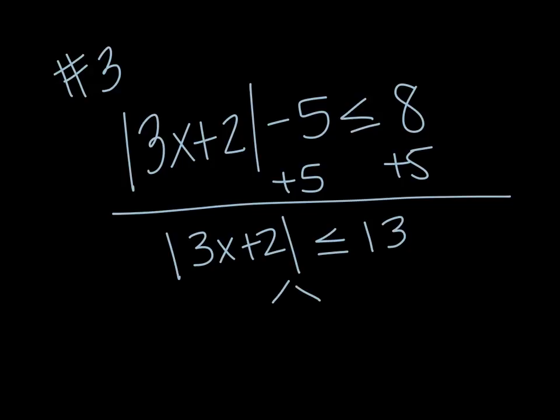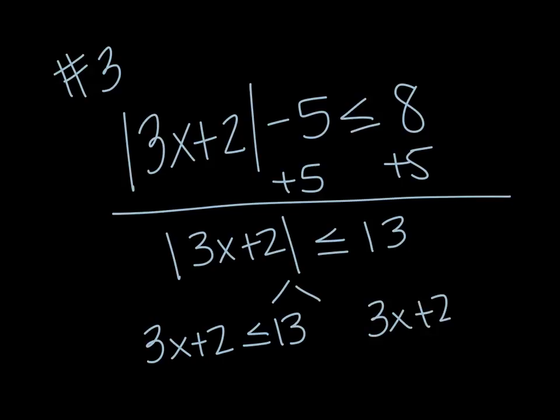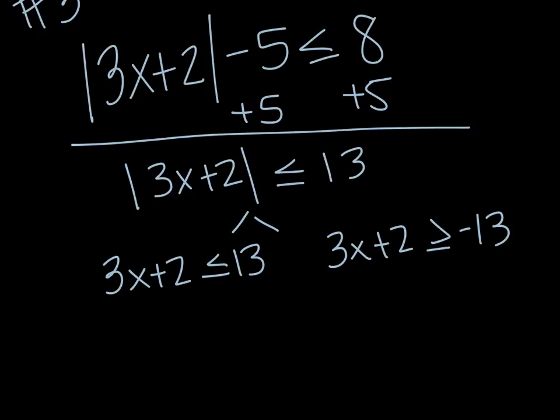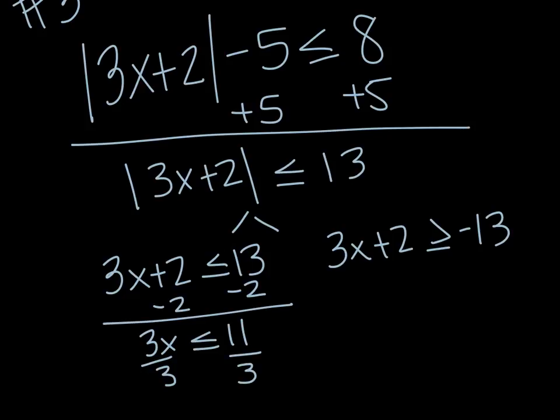Now, we can go ahead and split it up. So, 3x plus 2 is less than or equal to 13, and 3x plus 2 is greater than or equal to negative 13. Switch your inequality, switch your sign. And now we can solve for both of these. So, subtract 2, subtract 2. And it looks like we're going to get a fraction, but that's okay.